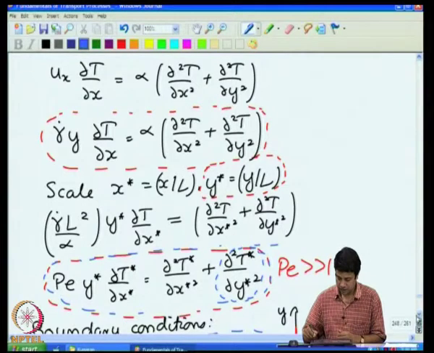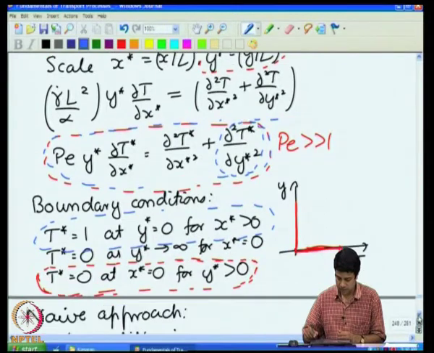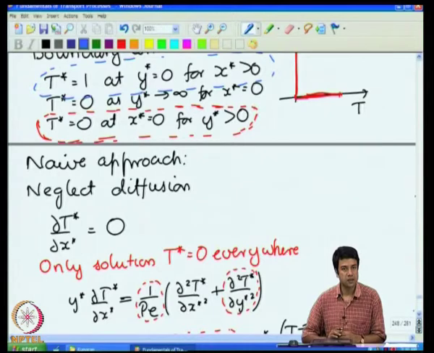Simplistically, if we neglect the diffusion terms in the limit of Peclet number becoming large, we just get the solution dT/dx is equal to 0. That means T has to be independent of x. Since T star at the inlet is 0, the only solution is that T star is equal to 0 everywhere. The flaw in this argument obviously was that we had scaled both the x and the y coordinates by capital L.